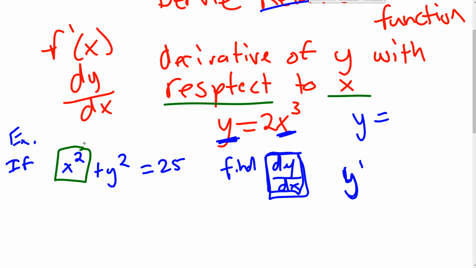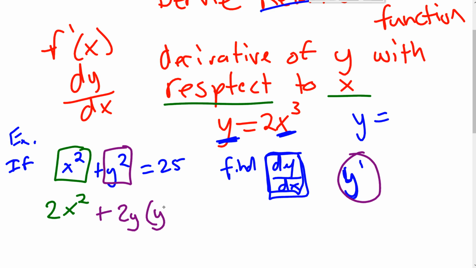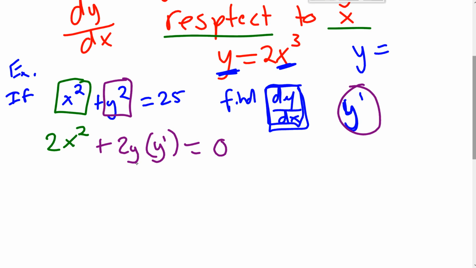So when I derive this, that's fine, 2x. But when I derive this y squared, well, that's not in terms of x. So therefore I have to use chain rule on it. So we're going to do the derivative of the outside, which is 2y, drop the power, and then I have to multiply that by the derivative of the inside, which is the derivative of y. So I'm going to use the y prime first, and then I'll come back to the dy over dx. So that's y prime equals the derivative of 25, which is just 0, because the derivative of a constant is just 0. Now what I need to do is solve for y prime, so get y prime by itself.